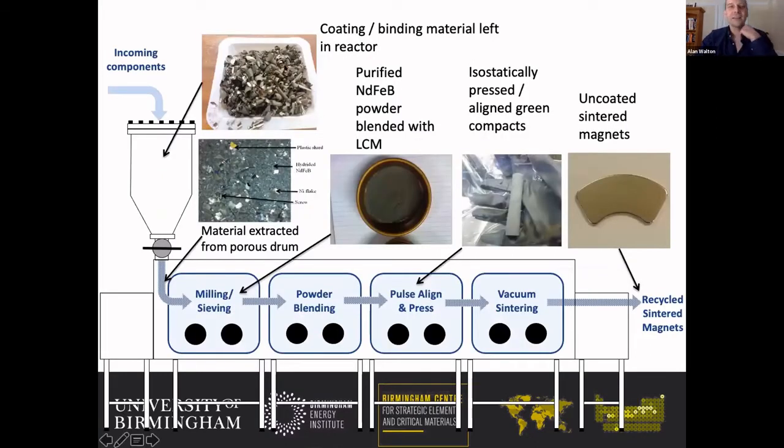What does that look like? Well, this is our hydrogen reactor. We purified the powder. We literally blend the powder with a primary alloy. So we have a mixture of the two. It's then pressed, just like the process I showed you earlier in the die set. Magnetically aligned, we then heat up to 1000 degrees C, and we can recycle a magnet over here. And it massively reduces the cost and the environmental burden of production.